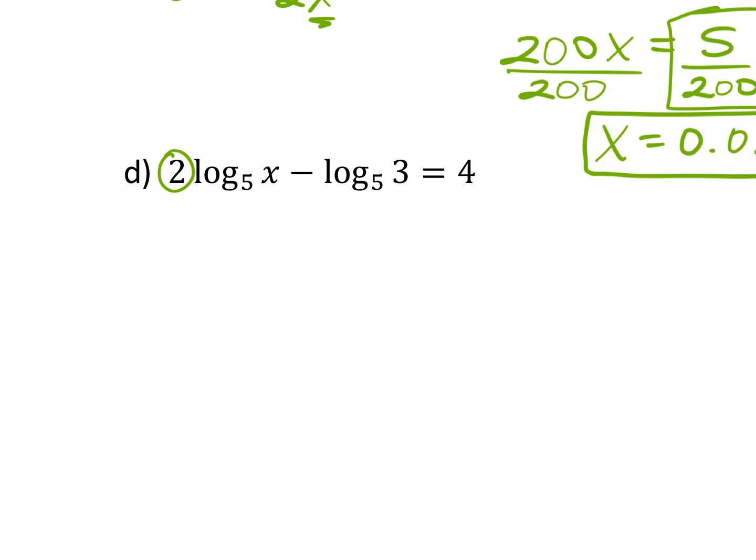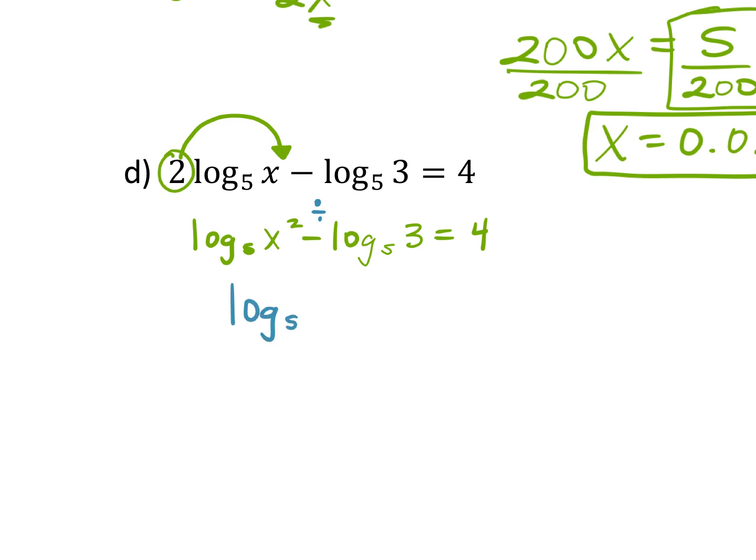You make it an exponent, okay? So we're going to take this 2, and we're going to move it over here. So this is log base 5 of x squared minus log base 5 of 3 equals 4. Now what do we do? Now we divide. That subtraction is going to be division. So this is log base 5 of x squared over 3 equals 4.